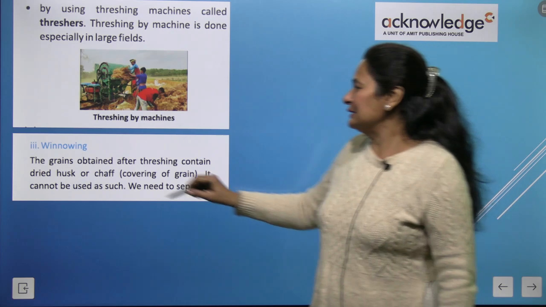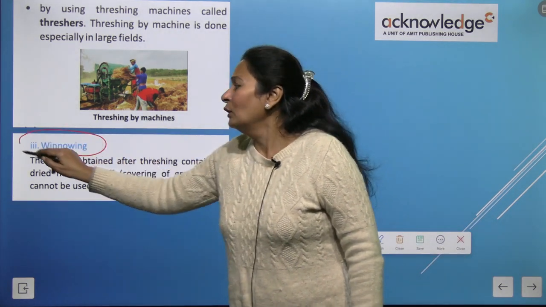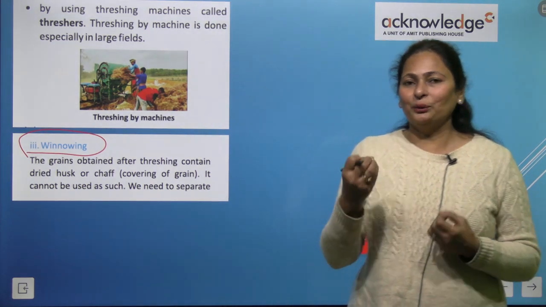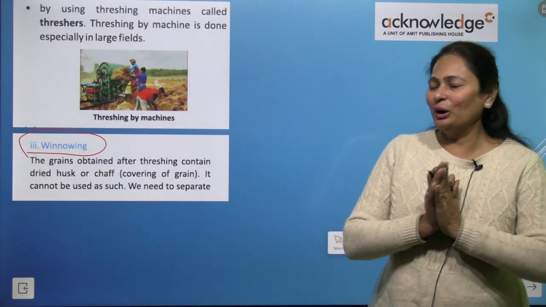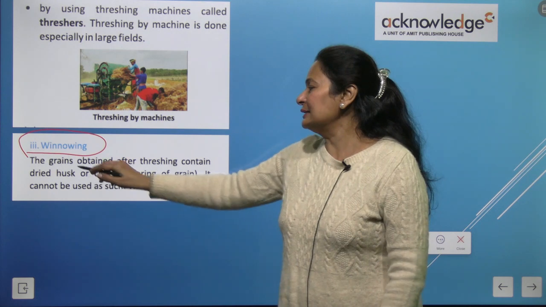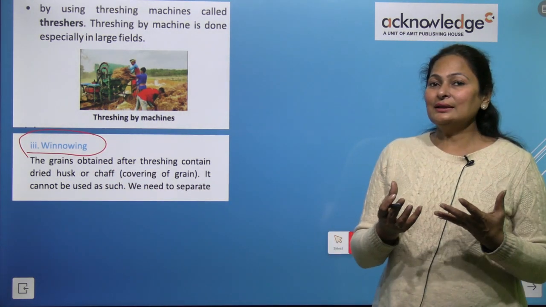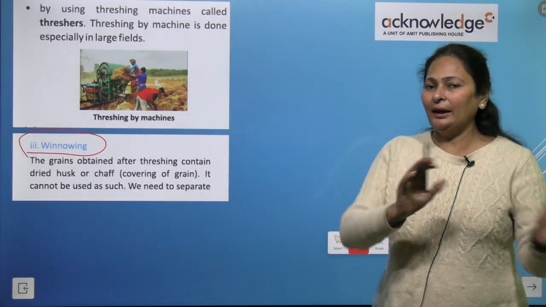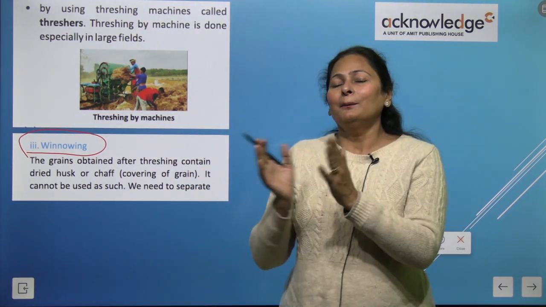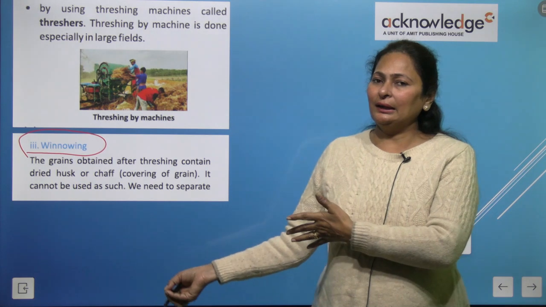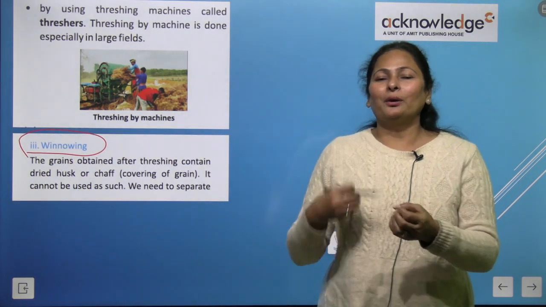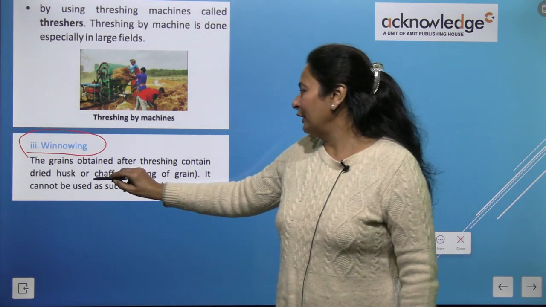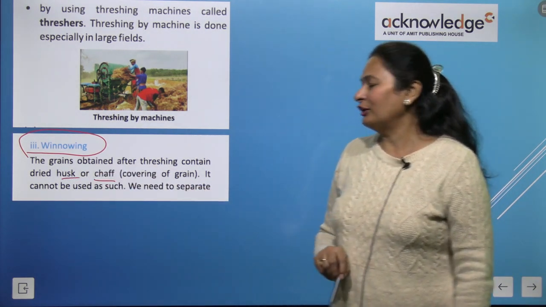So what happens again? This is mostly used by farmers, but we also do it at home in small quantity. Now, what is winnowing? It is for the grain that is obtained from the stalks. Now, stalks are separated and the grains are separated. But do you think we can use these grains directly? No, they have husk or chaff in them, right?